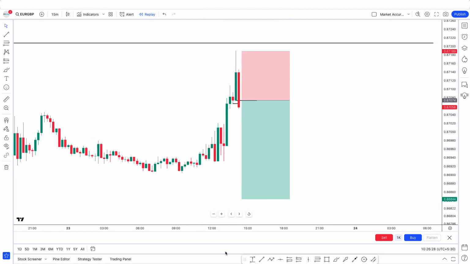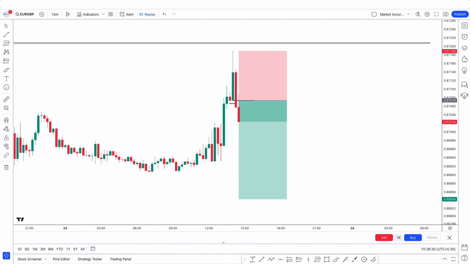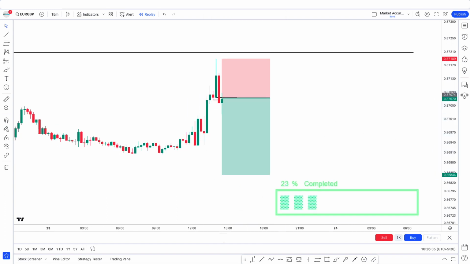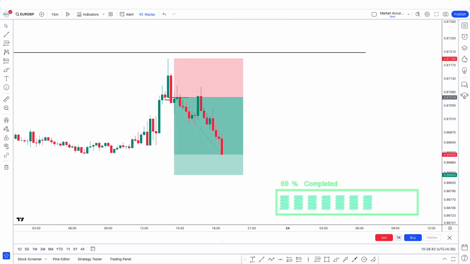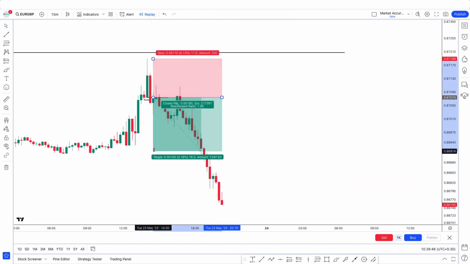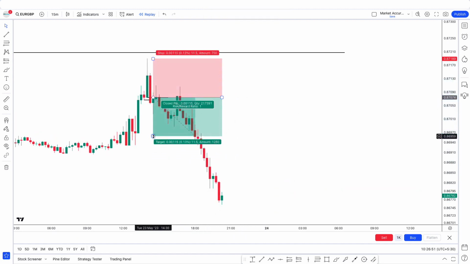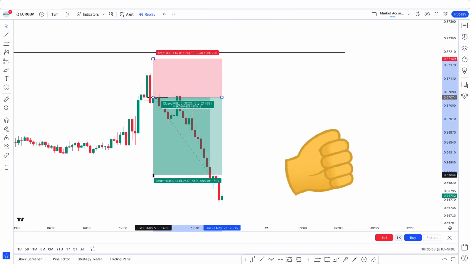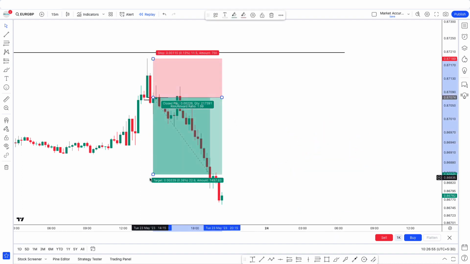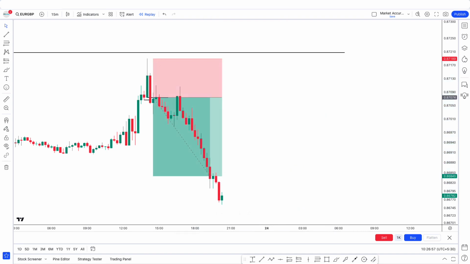Also, look at the timing. The market structure shift happened during the kill zone hours. That is a plus point. If I play this through, you can see we got our entry, and just like that, we go back down. At this point, around here, I would go break even, but then, as you can see, take profit was hit. And if I play this through, you can see that we dropped way lower.